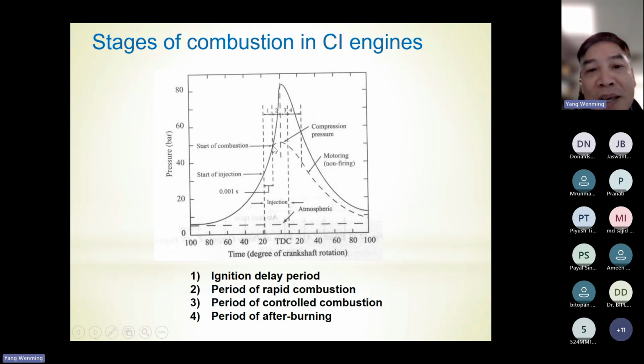That's why in the second stage we can see the pressure increase very fast, because this is a premix combustion process. The premixed fuel is burnt in this period, and this process is very fast. Then the third stage is the controlled combustion process.